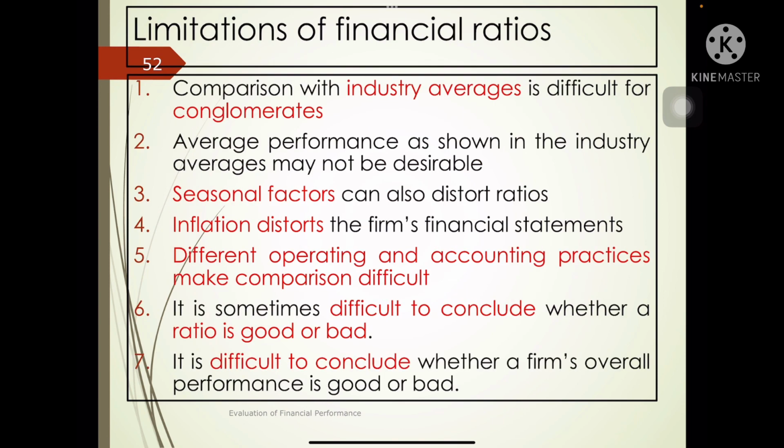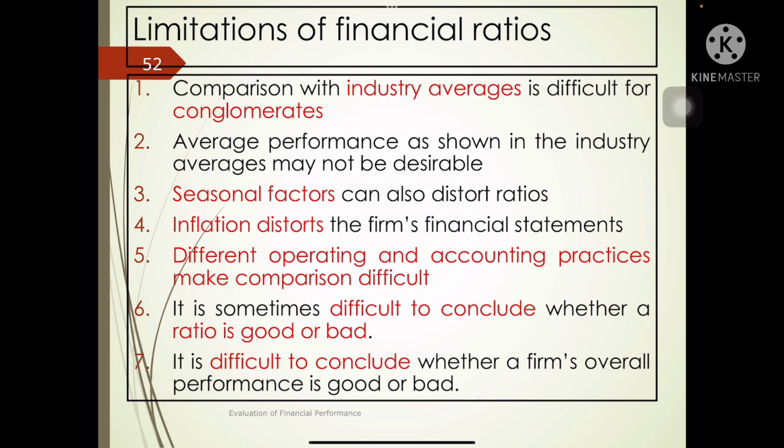So here are the limitations of the financial ratios that we use. Number one, if we make a comparison with industry averages, it is difficult for conglomerates. Number two, average performance as shown by the industry average may not be desirable. Even though this is the industry average, it is not the most desirable that we need. Number three, seasonal factors will affect our ratios. And number four, inflation will also affect them.